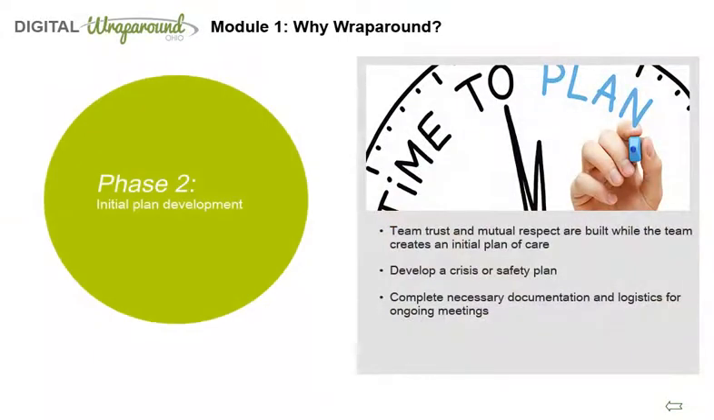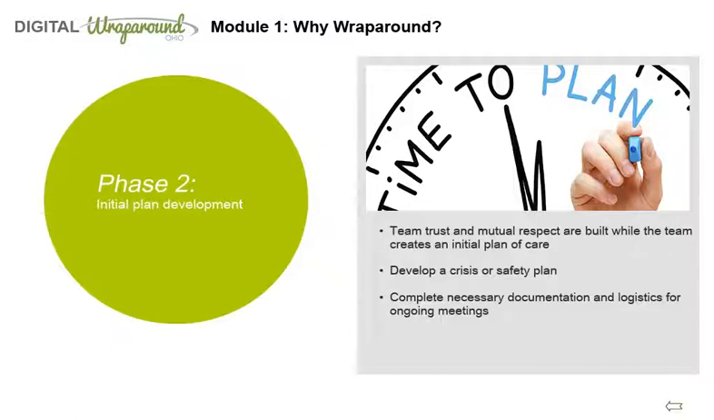Phase 2, Initial Plan Development. During this phase, team trust and mutual respect are built while the team creates an initial plan of care using a high-quality planning process that reflects the wraparound principles. In particular, youth and family should feel during this phase that they are heard, that the needs chosen are ones they want to work on, and that the options chosen have a reasonable chance of helping them meet these needs.